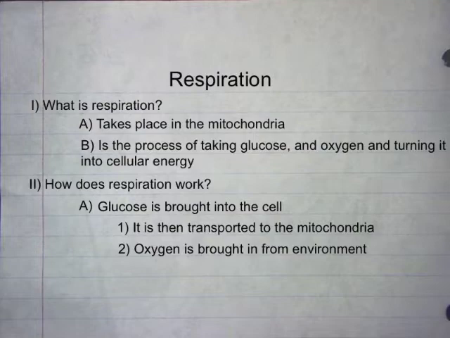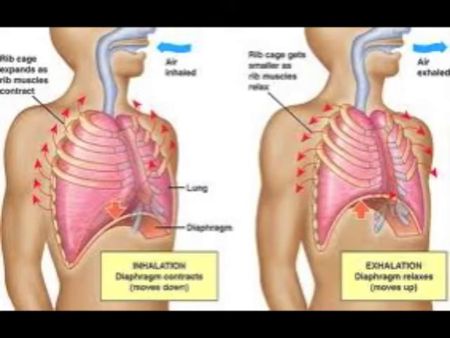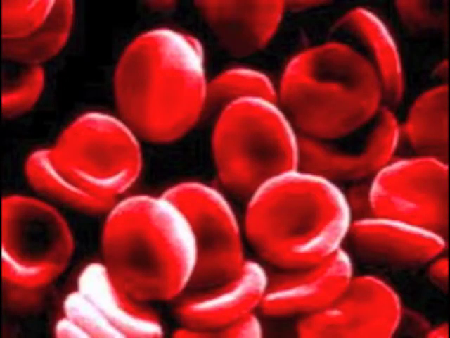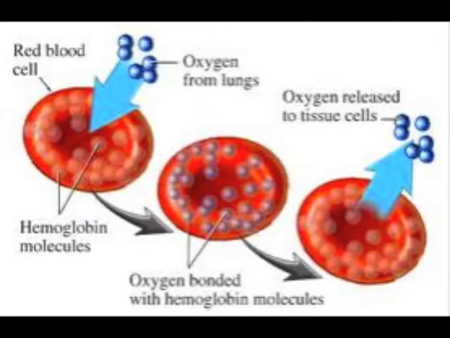Oxygen is brought in from the environment. Respiration needs oxygen to work, hence why you need to breathe in constantly. The oxygen is then put into the red blood cells, which then deliver it to the cells as they need it so they can perform respiration.